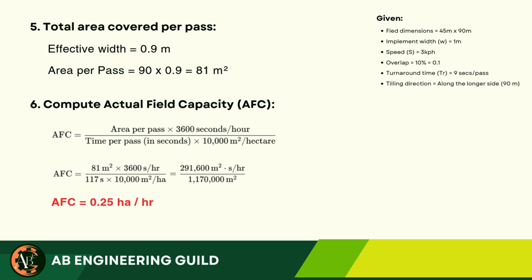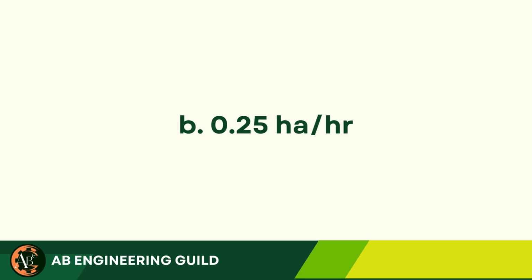Finally, we compute the actual field capacity. We take the area per pass, which is 81 square meters, divide it by the time per pass, which is 117 seconds, and then convert the result into hectares per hour. The final answer is 0.25 hectares per hour. That's the true working rate of the tiller under these conditions. So to confirm, although the initial estimate in my first video was 0.75 hectares per hour, the correct calculated answer is 0.25 hectares per hour.